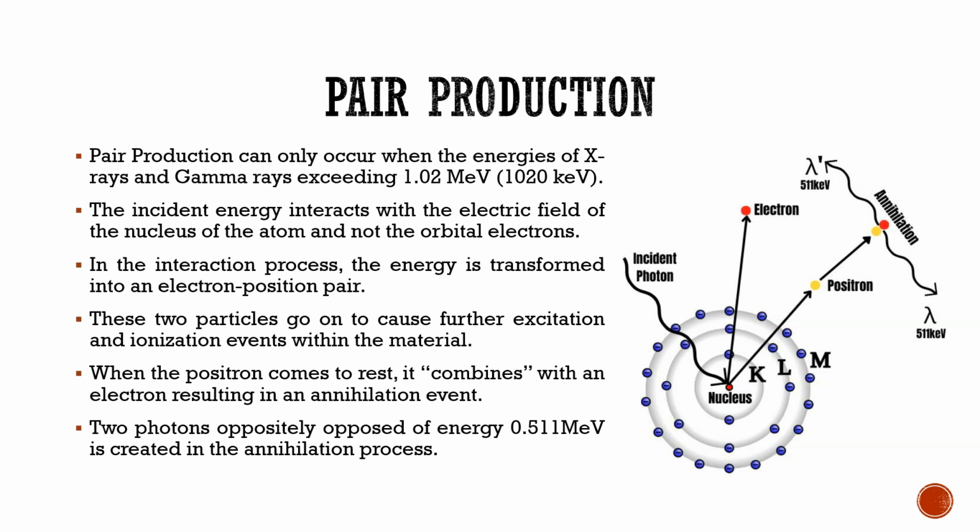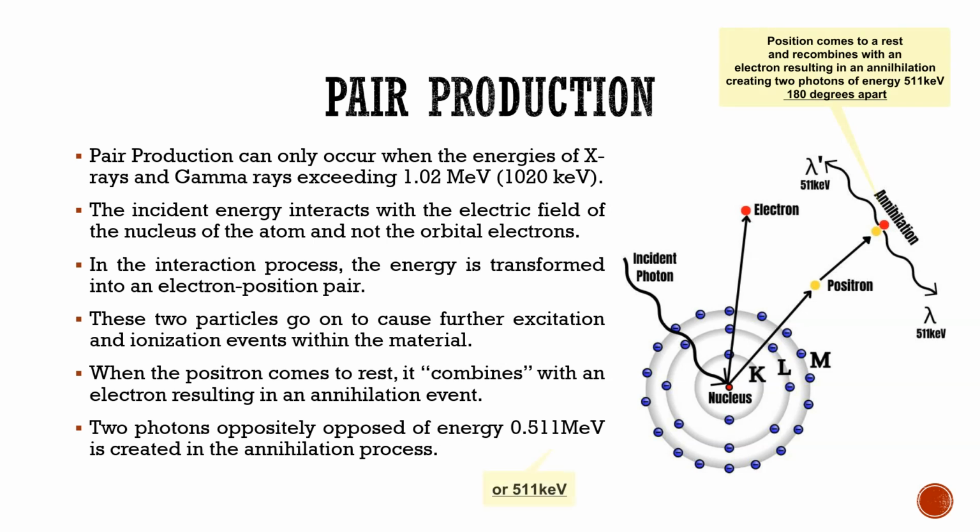When this electron and positron pair is created, they can go on to cause further excitation and other ionization events within the material with which they are interacting. But what happens is that when the positron comes to rest, it eventually combines with an electron and becomes an annihilation event. When this occurs, two photons are created, and they're created 180 degrees apart from each other, and they always have an energy of 0.511 megaelectron volts.